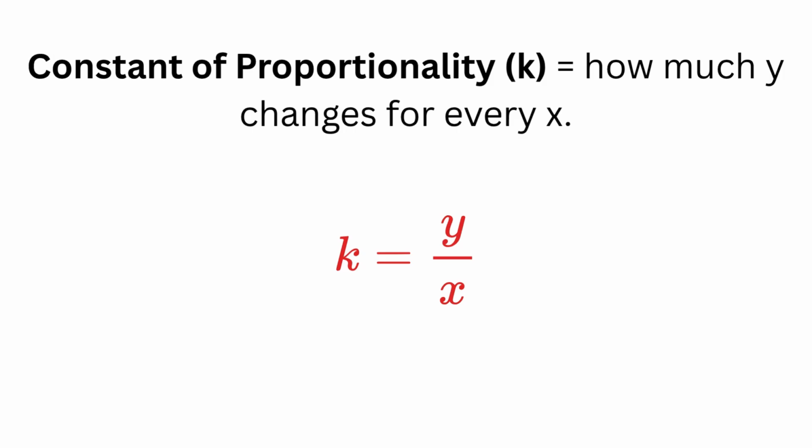The constant of proportionality, usually written as k, tells us how much y changes for every x. So if x is the number of hours worked and y is the amount of money earned, then k tells us how many dollars you can earn for 1 hour. It's like the rate that connects the two quantities.